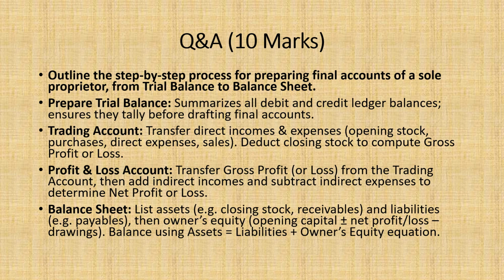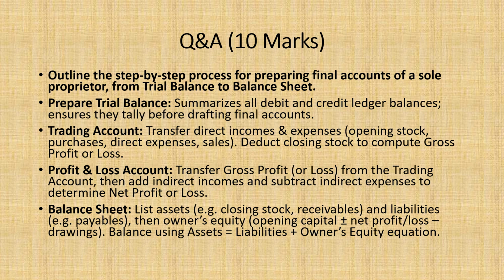Outline the step by step process for preparing final accounts of a sole proprietor from trial balance to balance sheet. The first step, prepare trial balance. It summarizes all debit and credit ledger balances, ensures they tally before drafting final accounts. Second step, trading account. Transfer direct incomes and expenses, that is opening stock, purchases, direct expenses, and sales. Deduct closing stock to compute gross profit or loss.